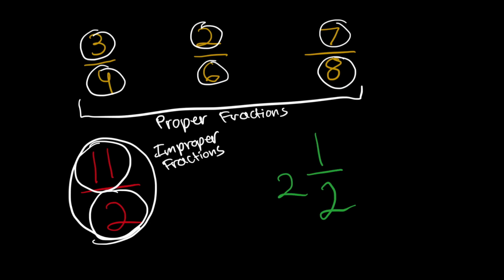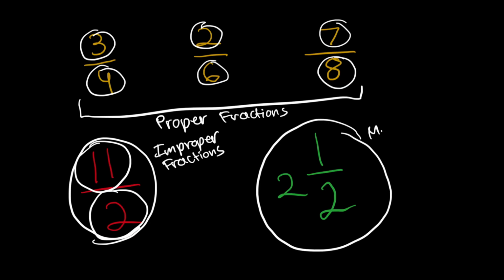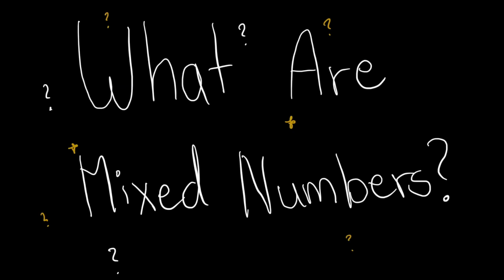So how do we make these improper fractions proper again? Well, that's where this green fraction comes in. This is a mixed number. And in today's video, I'm going to be showing you what a mixed number is, how to convert from improper fractions to a mixed number, and how to do vice versa. So let's dive right in.